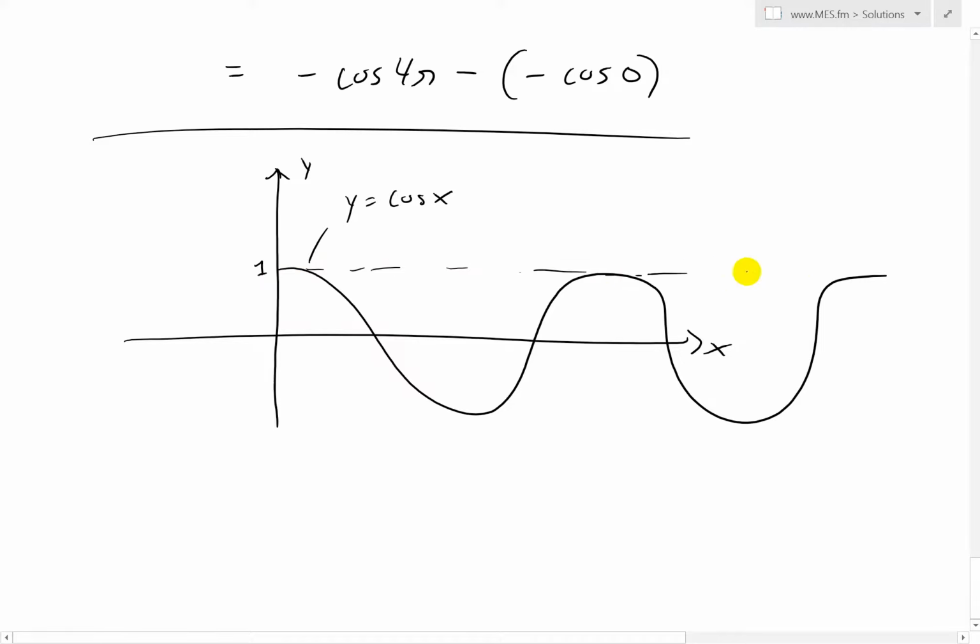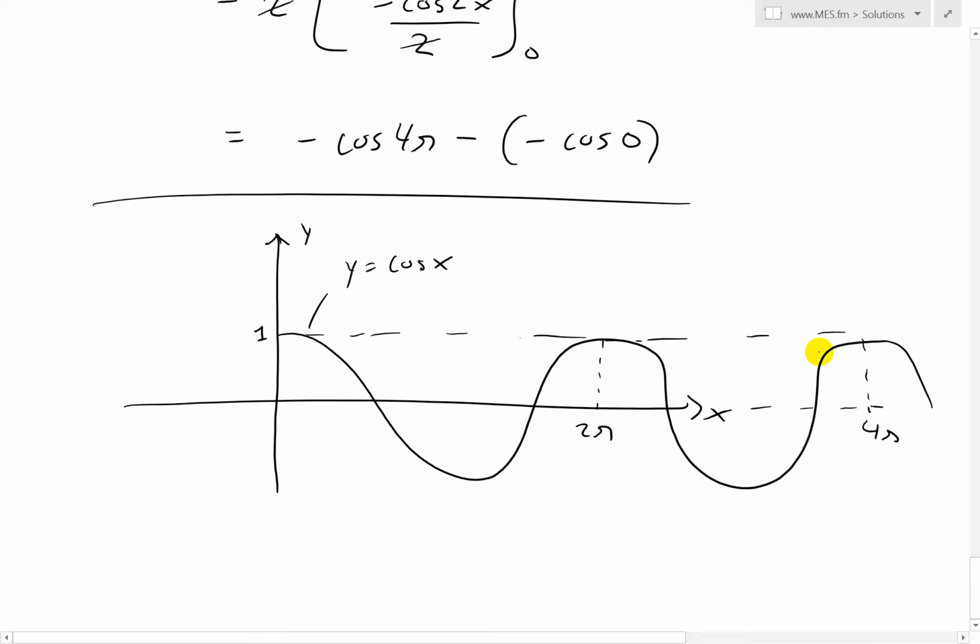It keeps going on, and at this point right here, this is 2 pi, and again it repeats itself, keeps repeating itself. This is 4 pi, and it goes down and up, etc. This graph doesn't look too good, but again, you get the point.